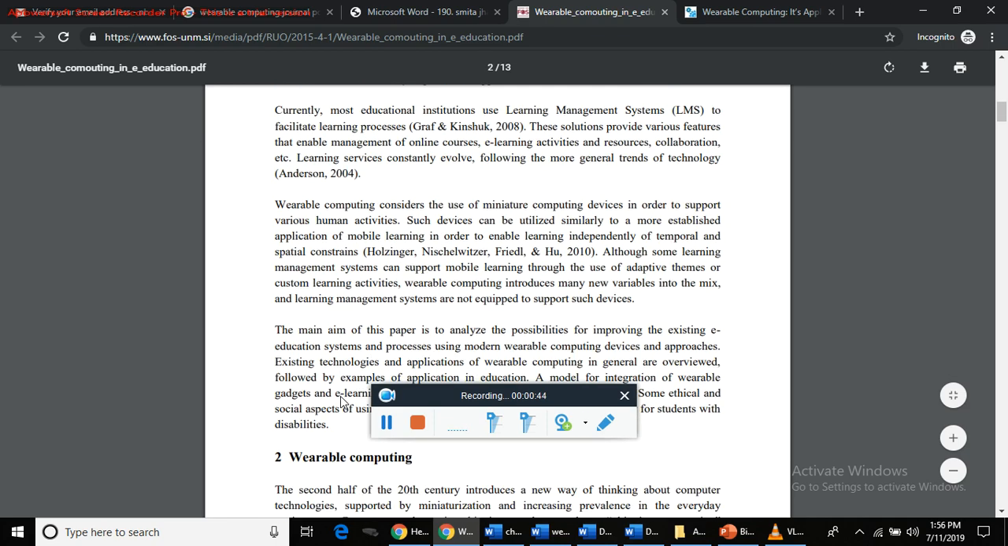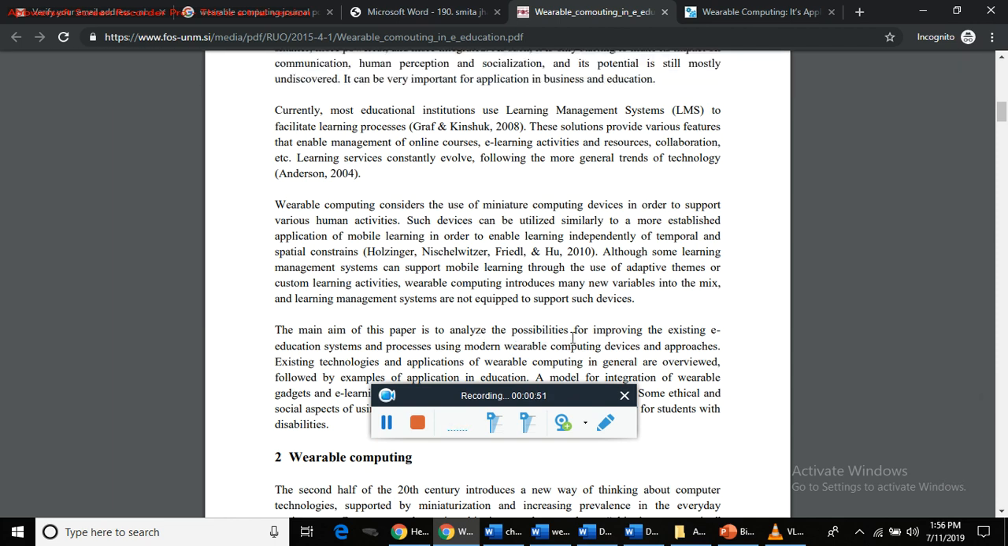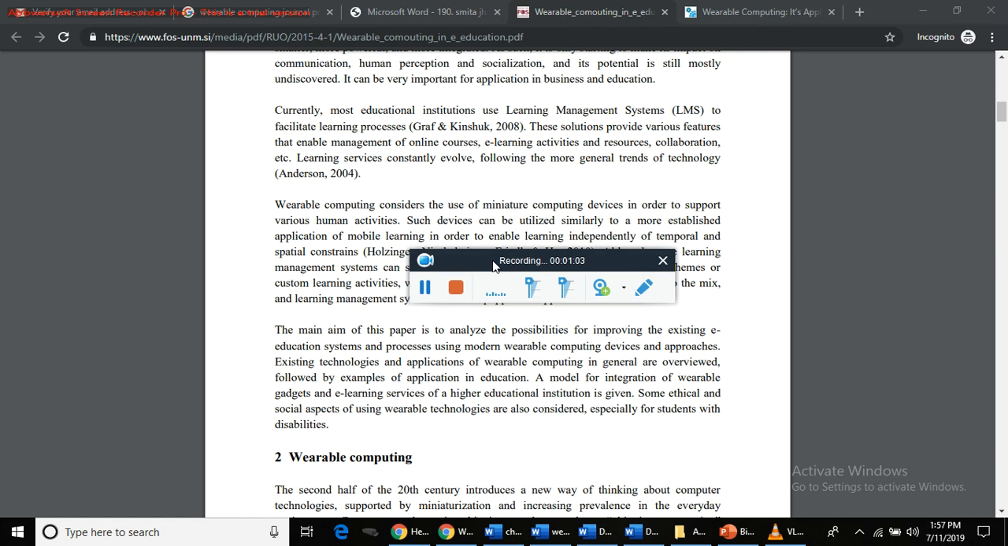Maybe just before here. See, the main aim of the paper is to analyze the possibilities of improving the existing education system by using maybe wearable computing devices. See, this is the purpose of the document. That is the main idea. To understand it, they will be explaining clearly. See how the process will happen. This is the main idea, but how it will be done is also explained here. You can briefly mention it in your own words. You can write about it.